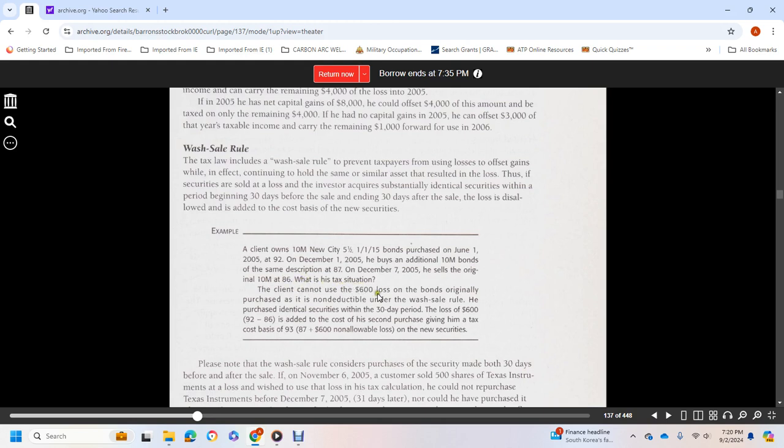The client can use the $600 loss on the bonds originally purchased, but it is non-deductible under the wash sale rule. The client purchased an identical security within the 30-day period, so the $600 loss is added to the cost. The second purchase gives him a tax cost basis of 93.87 plus the $600 non-allowable loss from the new securities.